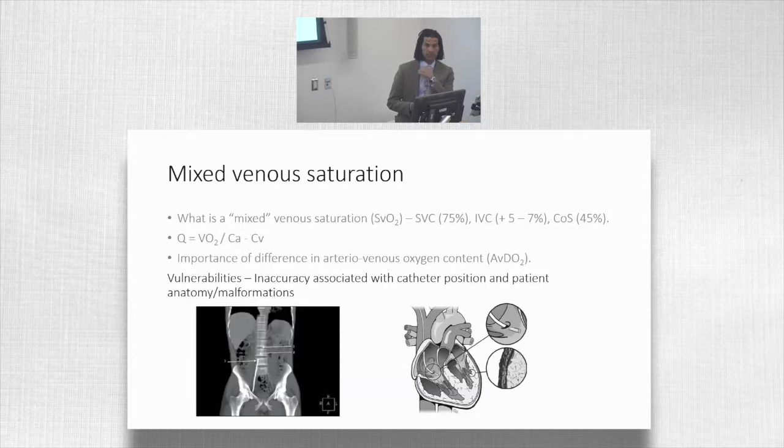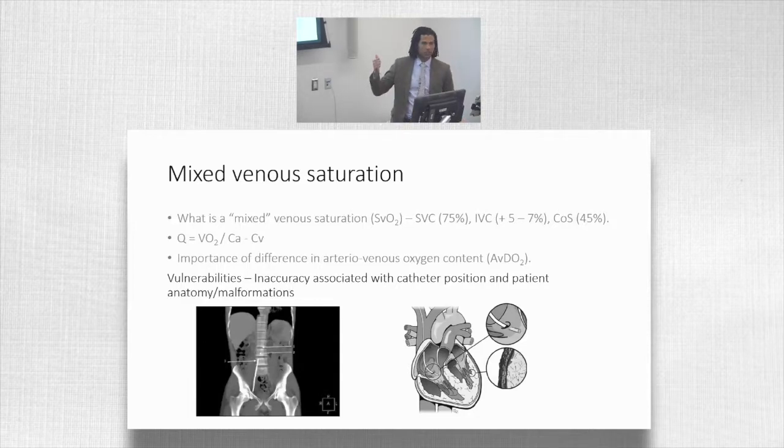Because of problems associated with using PA catheters in small patients, and because of the fact that a lot of our patients have very unusual hearts that are subject to things like intracardiac shunts, we use the SVC saturation as a proxy. But recognize that it's actually not a classic mixed venous saturation.